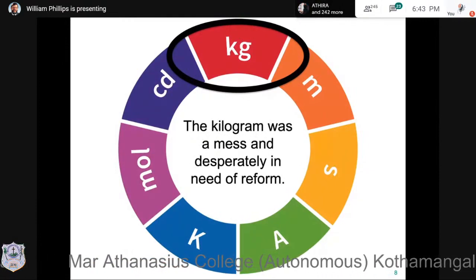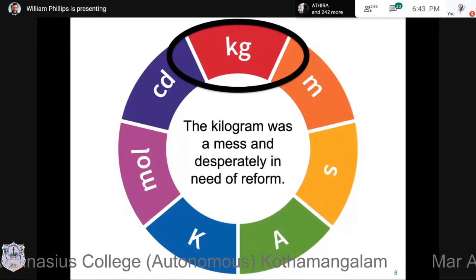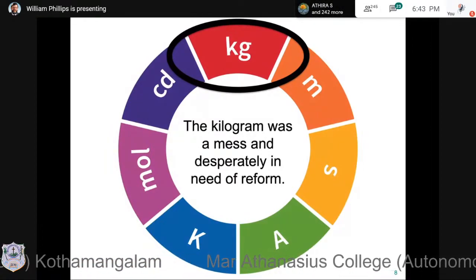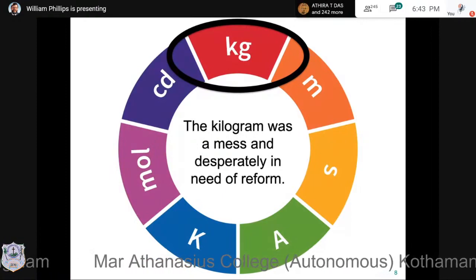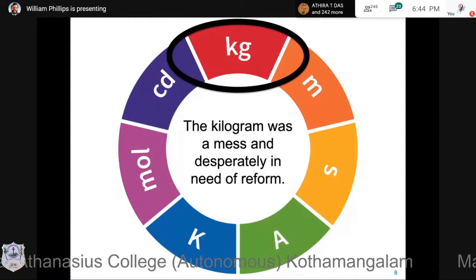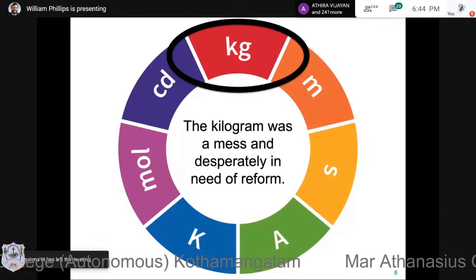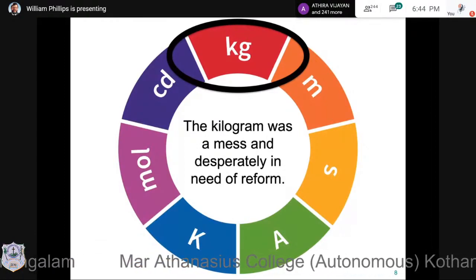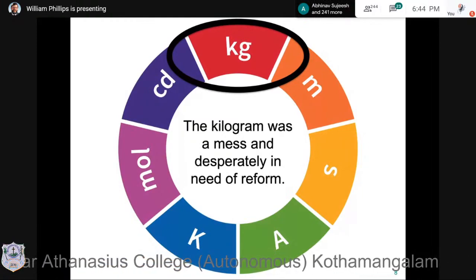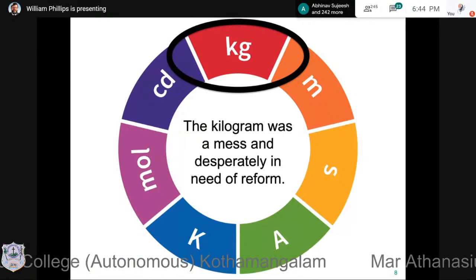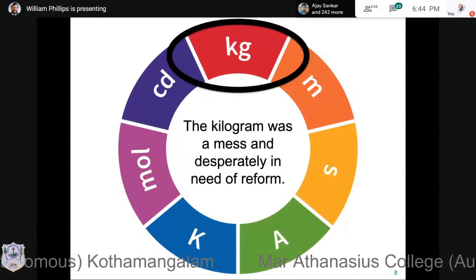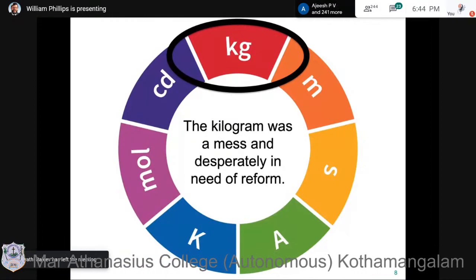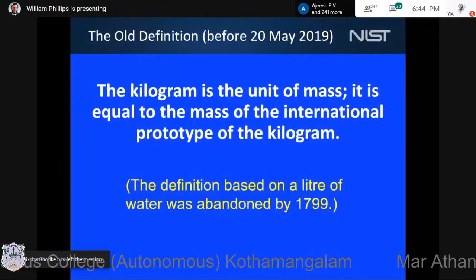Well, the main motivation for having this reform to the modern metric system was that the kilogram was in really bad shape. You remember that I told you that the revolutionary dream was to define the meter in terms of the size of the Earth, and then define the kilogram in terms of a certain volume of water. Well, they tried that, but they found that defining the kilogram in terms of a certain volume of water really was not a very good definition of the kilogram.